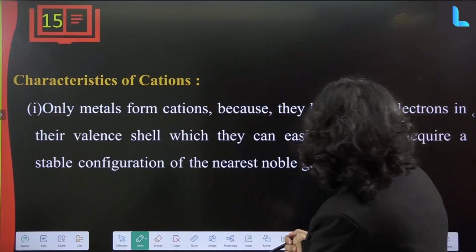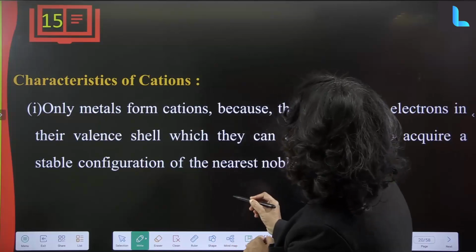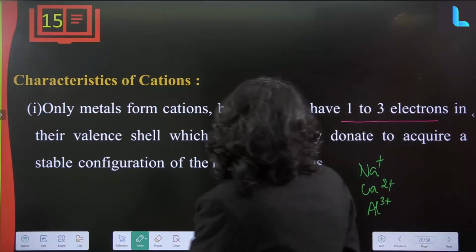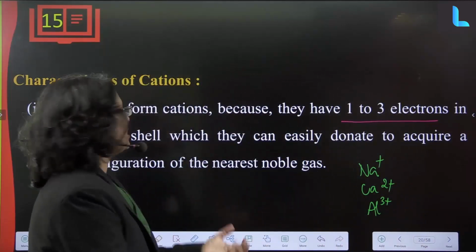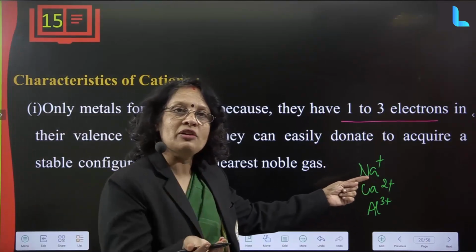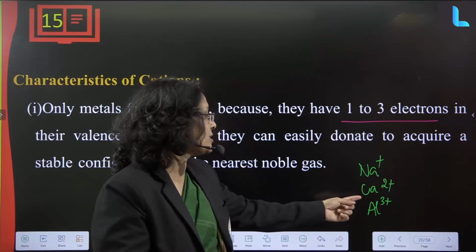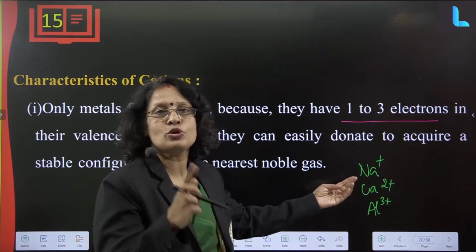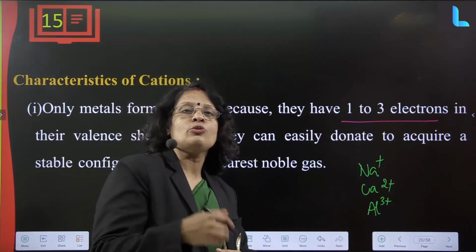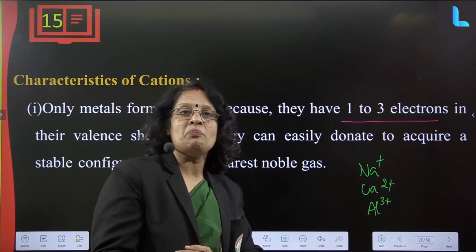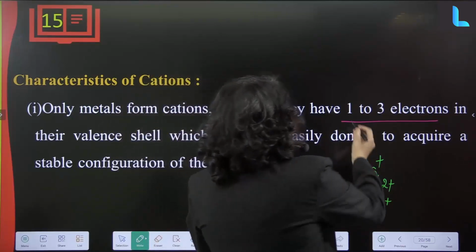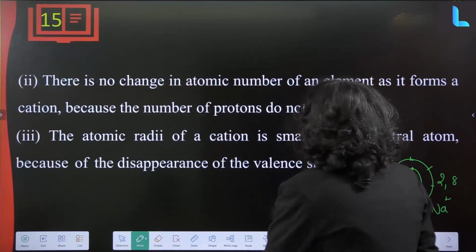Now the characteristics of cations. Only metals form cations because they have 1 to 3 electrons in their valence shell, which they can easily donate to acquire the stable configuration of the nearest noble gas. So Na has 1 outermost electron which can be given, so Na becomes Na plus. Mg or Ca both have 2 outermost electrons which can be lost to give Ca2 plus. Aluminium has 3 outermost electrons which can be lost to form Al3 plus. So this is plus 1, plus 2, plus 3; these kinds of ions can be obtained when 1 to 3 electrons are donated.